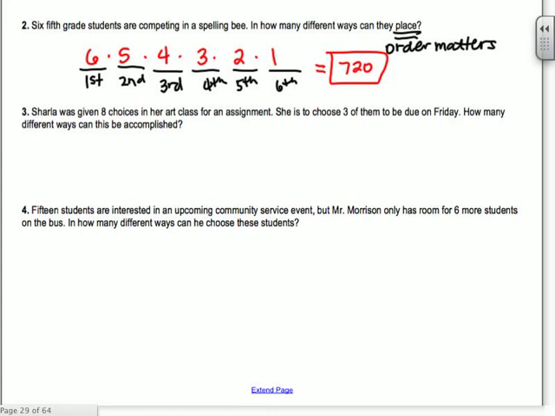Why not, Sarah? Because it's just having different ways. Yeah, and they're all due on the same day, right? So I don't think Mrs. Barger cares if you turn in one before the other. You're just turning in a group of 3 all at once, right? So order doesn't matter. Okay, so order doesn't matter. We had a group of 3 things, all due at one time.